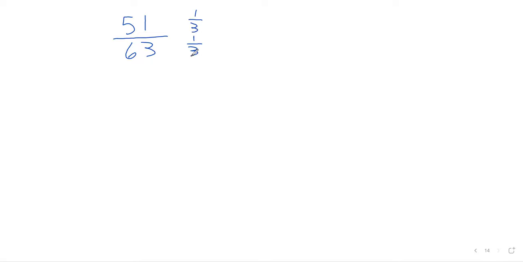The top and bottom are both divisible by 3. And the way I know that, 5 plus 1 equals 6. 6 is divisible by 3. 6 plus 3 equals 9. 9 is divisible by 3.